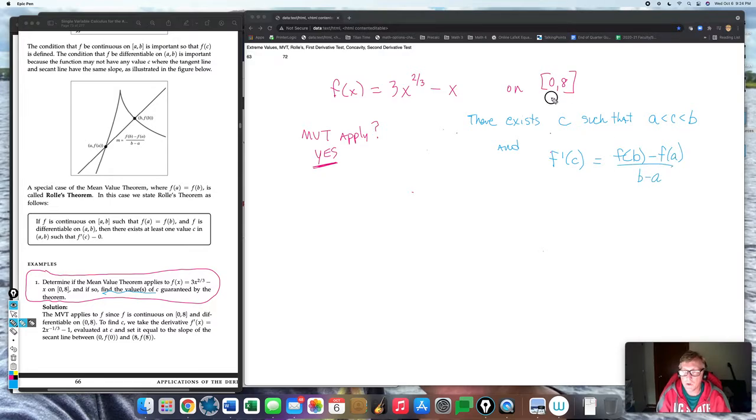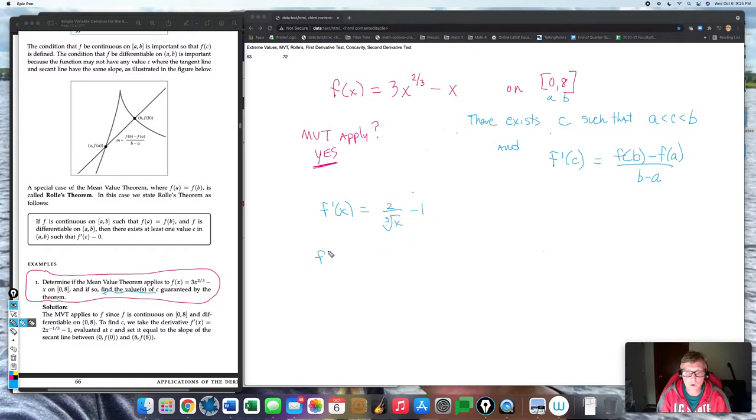And our a and b are given in the problem, right? There's a and there's b. Okay. And we also remember what our derivative was, right? So let's go put that, I erased that earlier, but that was what? 2 over the cube root of x minus 1.